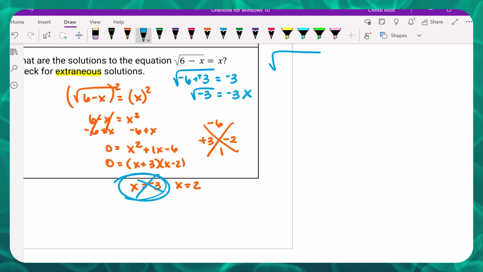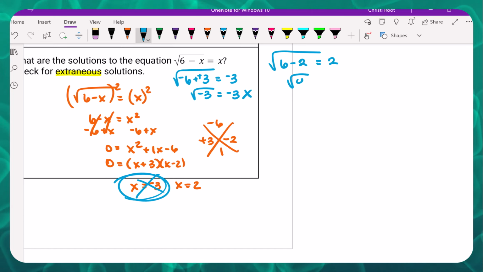Now, if I come over here and I plug in a 2, yeah, you see how that works? So this one works. So there's only one real solution to this one and one extraneous solution.